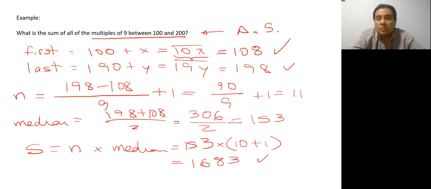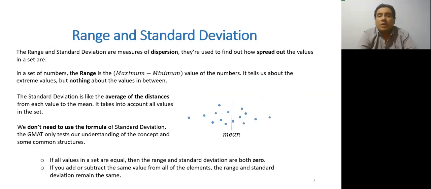Let's now continue with the next concept, which is the range and standard deviation. The range and standard deviation are measures of dispersion. They are used to find out how spread out the values in a set are. For example, the range is defined as the difference of the maximum and minimum values of the numbers. This tells us about the extreme values in a set, but nothing about the values in between. On the other hand, standard deviation is similar to the average of the distances from each value to the mean. It takes into account all values in the set for its calculation.